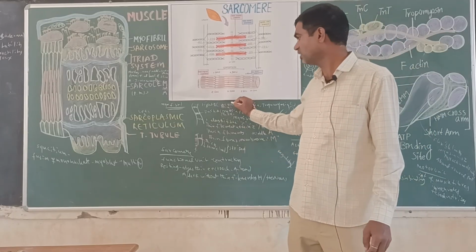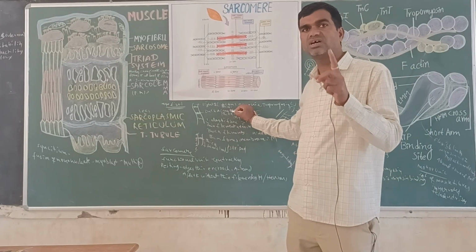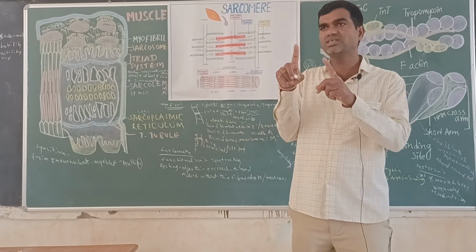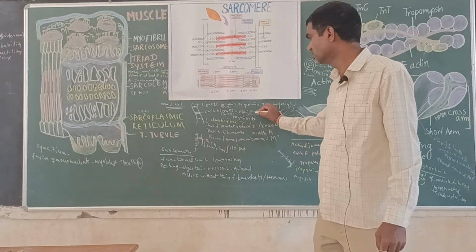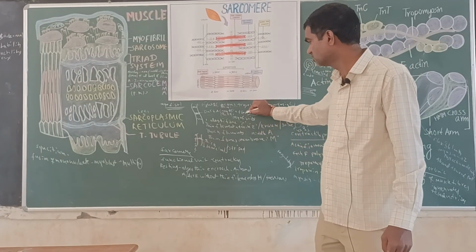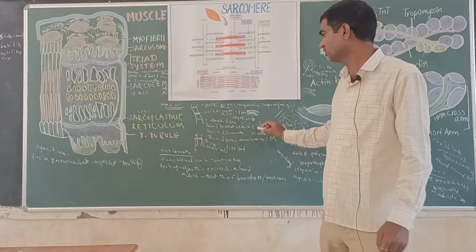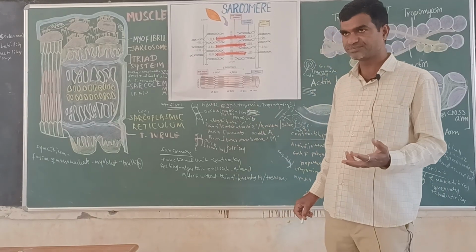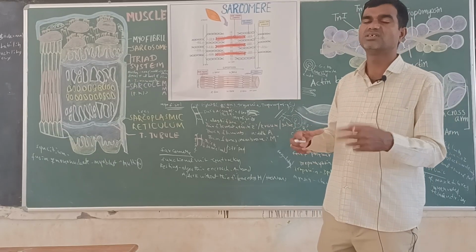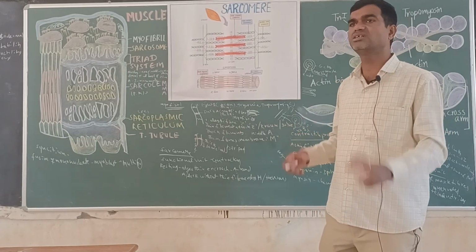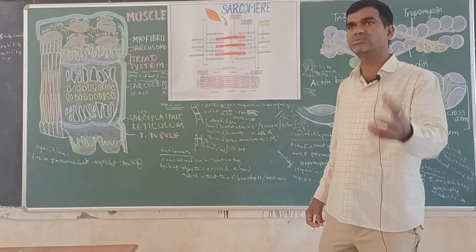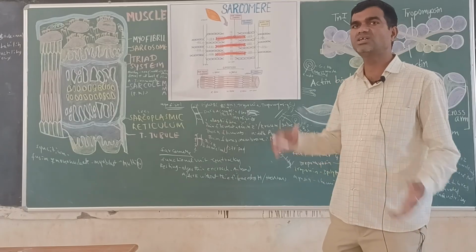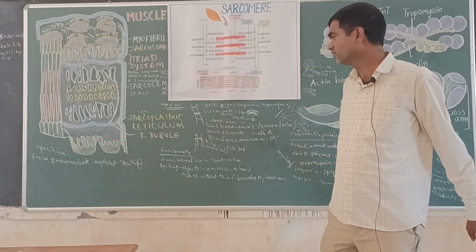Actin and myosin filaments are helically wound, so rod-like structures are forming. These rod-like structures together form myofibrils. A group of myofibrils together is called one fasciculus. Fasciculus is nothing but a bundle of muscle fibers.